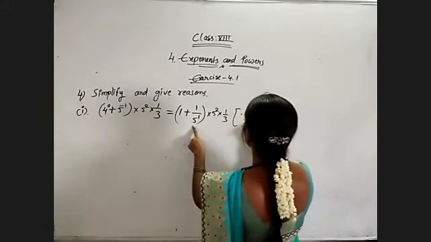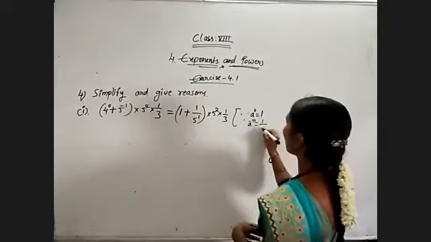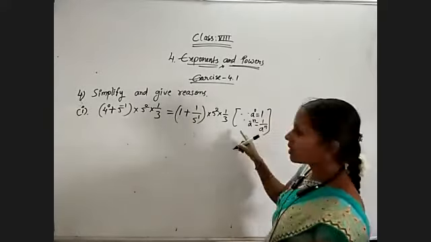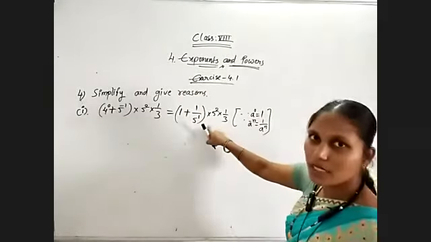And for the second term we have used a power minus n is equal to 1 by a to the power of n. These two formulas we have used in the first step.